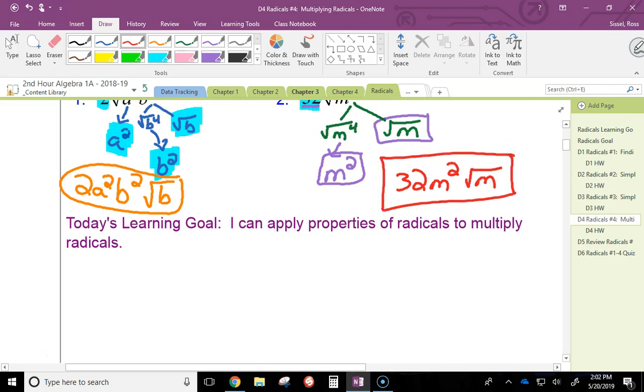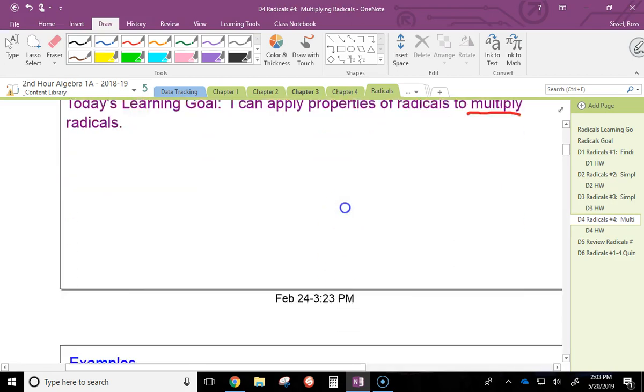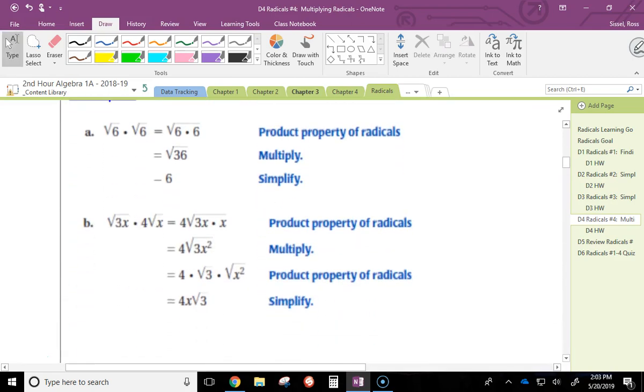Hopefully you had those answers. Now, for today, our goal is I can apply the properties of radicals to multiply radicals. So we've been simplifying, and to be honest, we've already done some of the multiplication. We're seeing, like right here, how to multiply. The square root of b to the 4th times the square root of b is the square root of b to the 5th. So you're going to see how we're already kind of doing this.